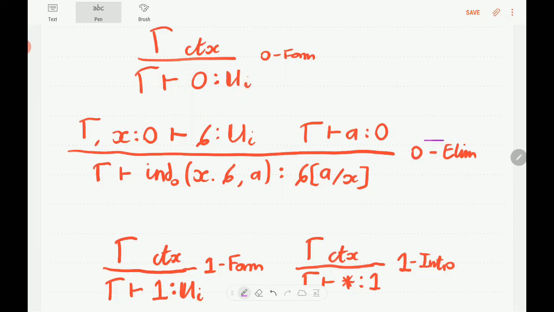And then the other thing we have is this elimination rule for the empty type. We don't have an introduction rule because there are no values of the empty type, but we do have this elimination rule. What it basically says is that if zeta is a type which depends on a variable x of the empty type, and we have a value a of the empty type, then we have a value of zeta of a, and that's called ind 0 of zeta comma a. And notice this x is bound to this zeta here.